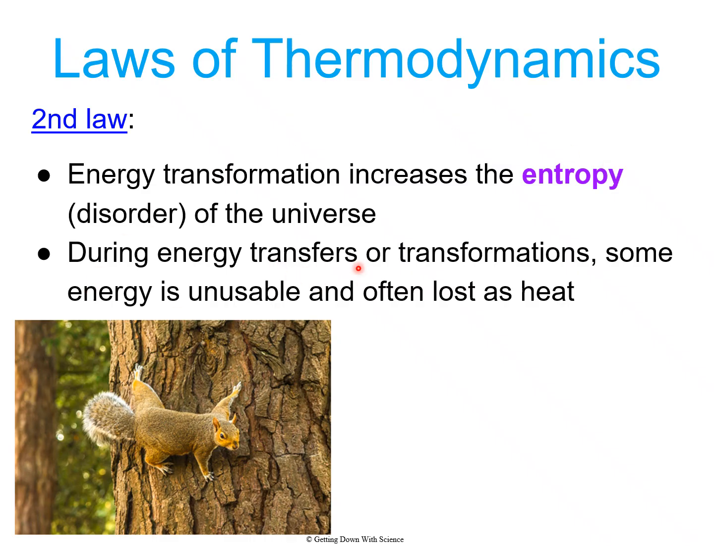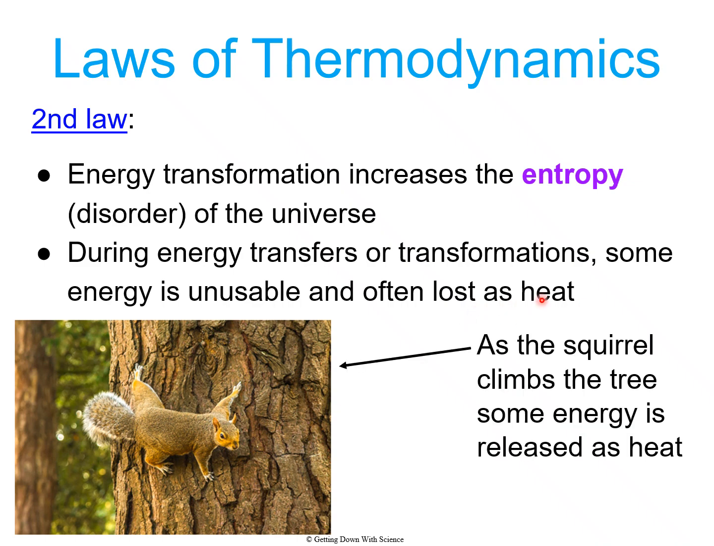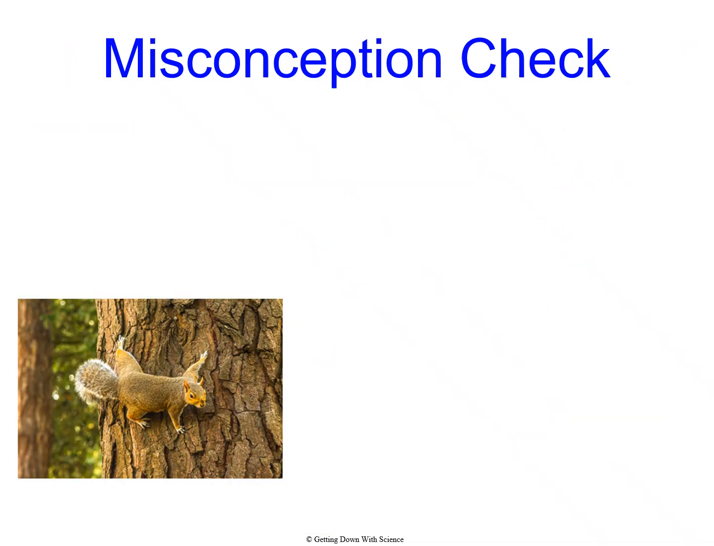So during energy transfer, as energy is changing from one form to the next, some of the energy becomes unusable because it is lost. And the primary way in which energy is lost is usually as heat energy. So as the squirrel is climbing the tree, some of the energy will be released as heat. If the squirrel got 100% energy from the food that it consumed, 100% of that energy is not available to climb the tree. 100% of that energy is not available for kinetic energy because some of that energy will be lost. So this is entropy.